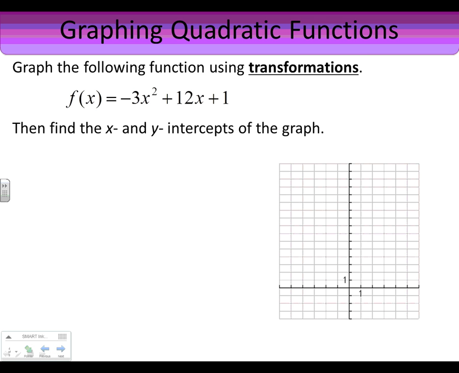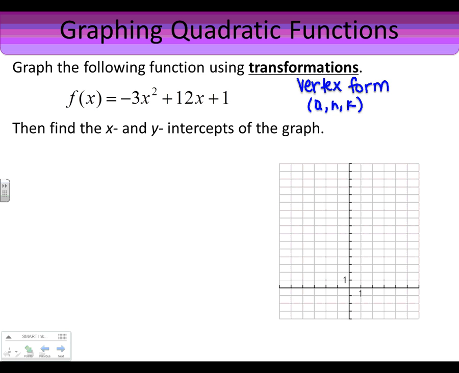So we're going to graph the following function using transformations. Then we're going to find the x and y intercepts of the graph. So first thing we need to do, if we're going to use transformations, is make sure that our equation is in vertex form. Otherwise, we don't know where the graph shifts up, down, left, or right, or if there's a stretch in it at all. So we need to get in vertex form so we know our a, our h, and our k. So the way we do that is by completing the square.